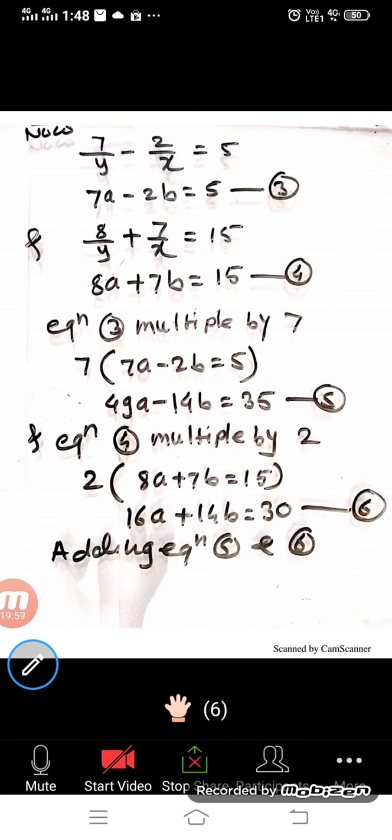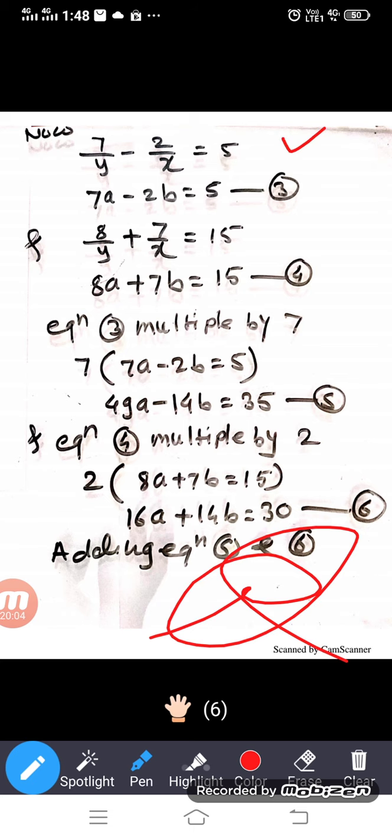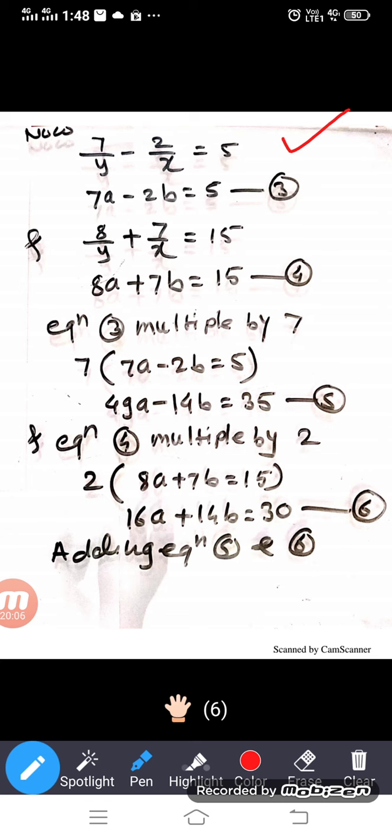Then we get from equation 1, 7 by y minus 2 by x is equal to 5. Then 1 upon y is equal to a and 1 upon x is equal to b, then we get 7a minus 2b is equal to 5, equation number 3. And from second equation, 8 by y plus 7 by x is equal to 15. Substitute 1 upon y is equal to a, 1 upon x is equal to b: 8a plus 7b is equal to 15, equation number 4.